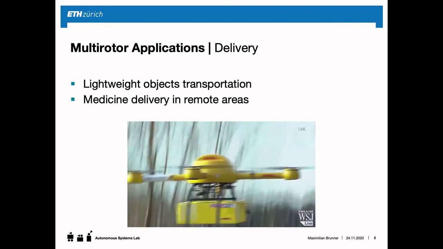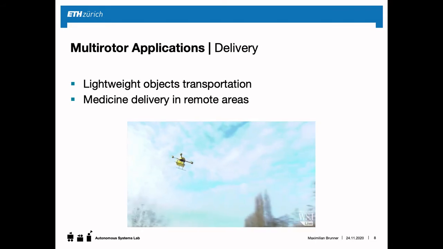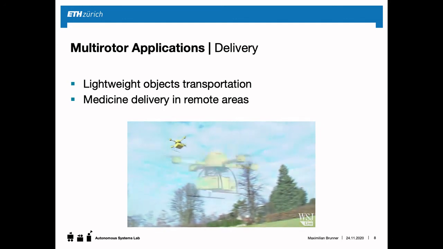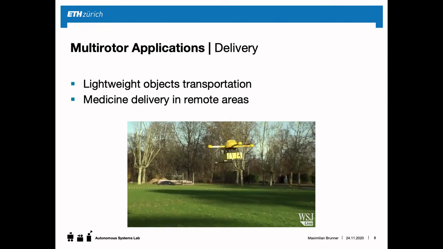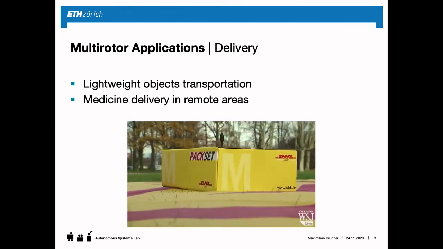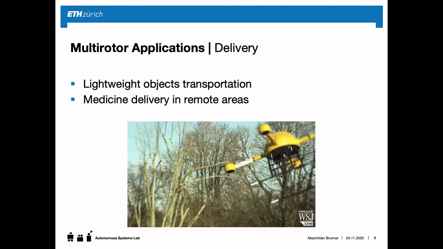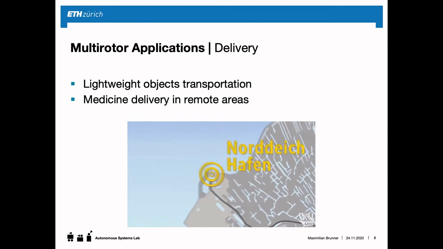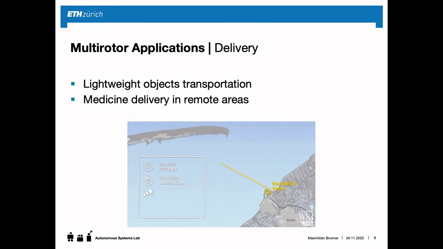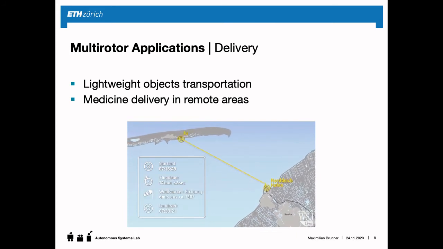Another example we can see here in this video, which is basically a delivery of small lightweight objects with drones over not too long distances. So just as an example, this has already been used by the Swiss Post a few years ago to transport laboratory samples over the Lake of Zurich. But obviously, due to the battery, it's limited in its flight time and also in its distance.